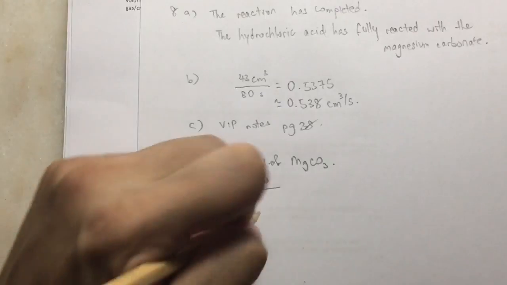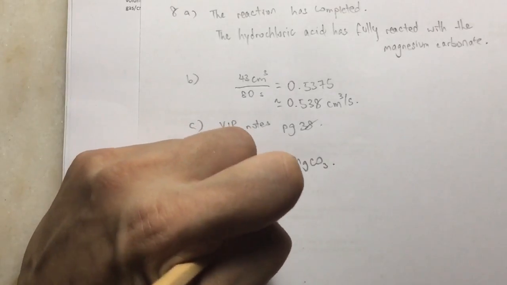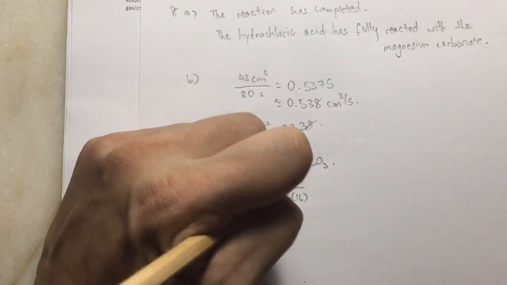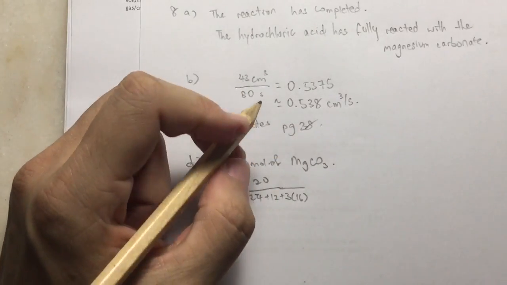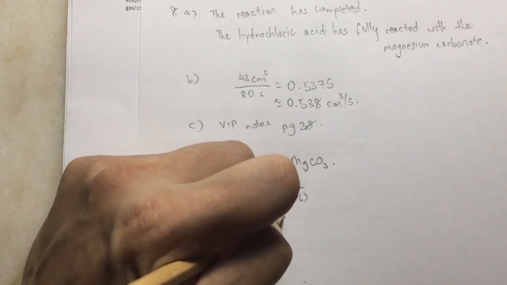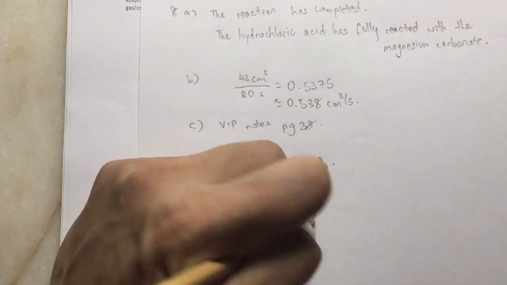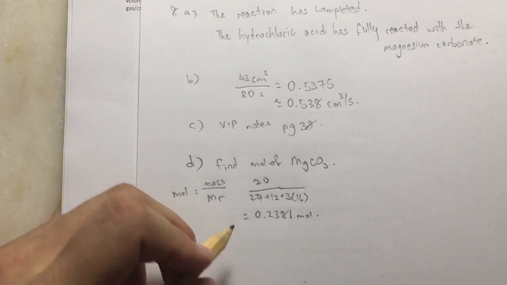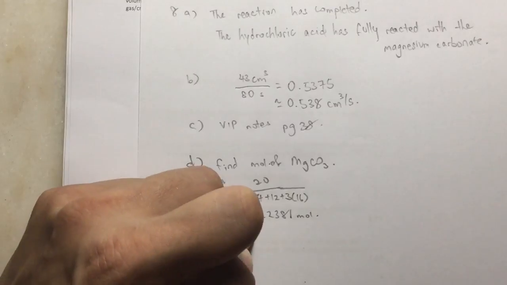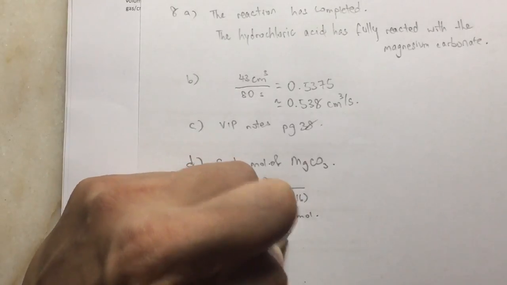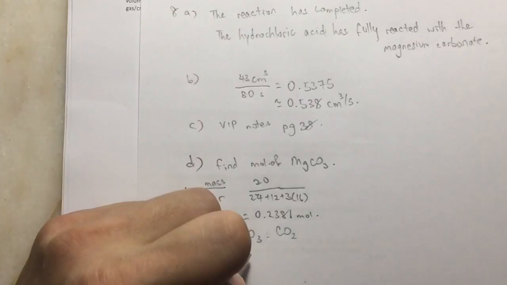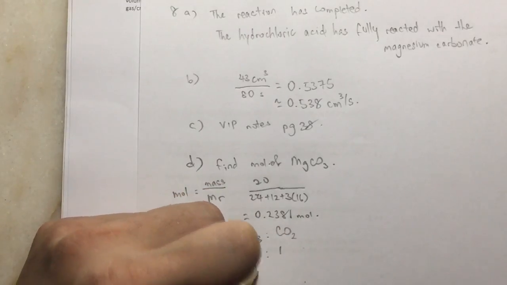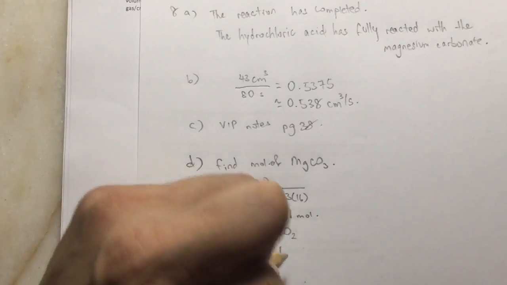Using our formula, moles equals mass over Mr. So 20 divided by 24 plus 12 plus 3 times 16. I'll get 0.2381 mole. Next, I use my ratio, MgCO3 to carbon dioxide that I want to measure. It's 1:1, so 0.2381 will give you the same amount.